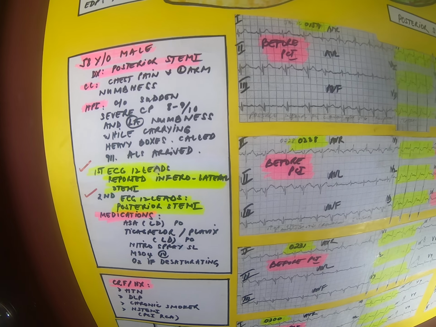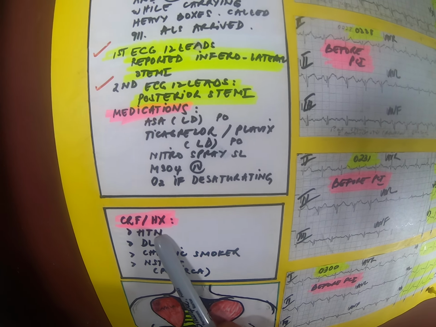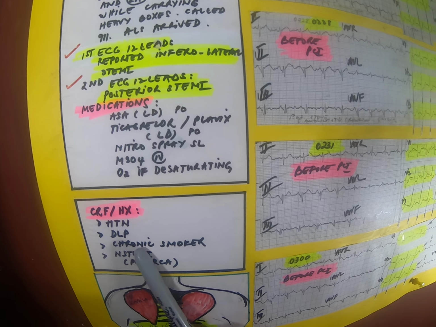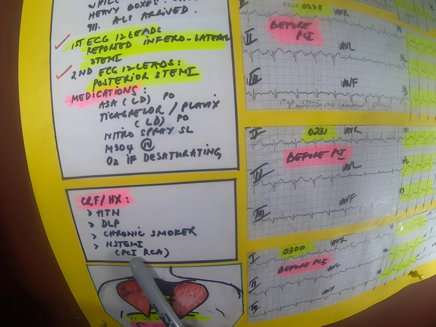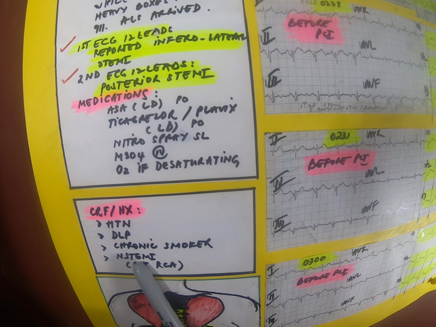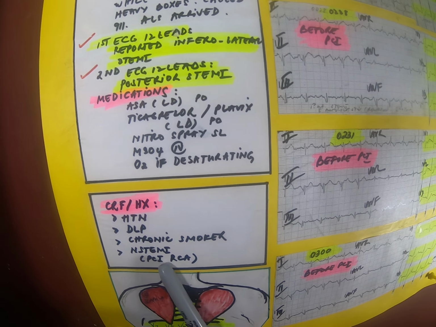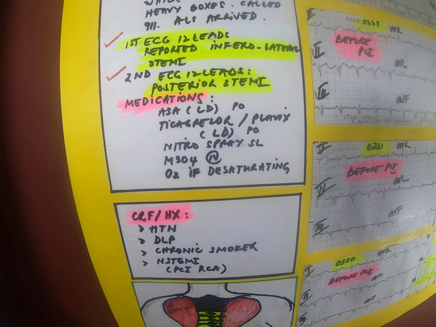Okay. So the risk factors so far here: we have hypertension or high blood pressure, high cholesterol or dyslipidemia, and chronic smoking. There was a previous small heart attack called non-STEMI, and they stented the RCA. Okay, we're going to find that out when the results of the angiogram come out. Okay, there we go. So those are the history and some risk factors.